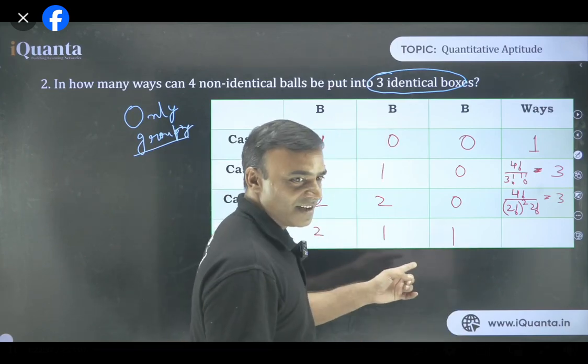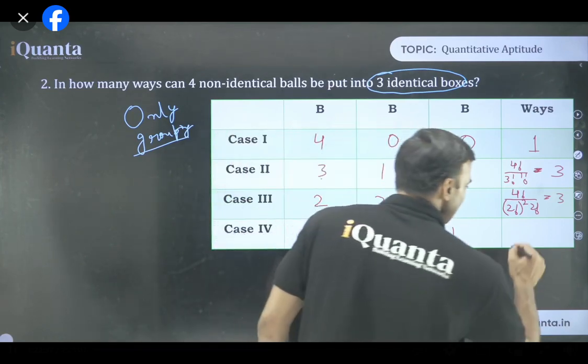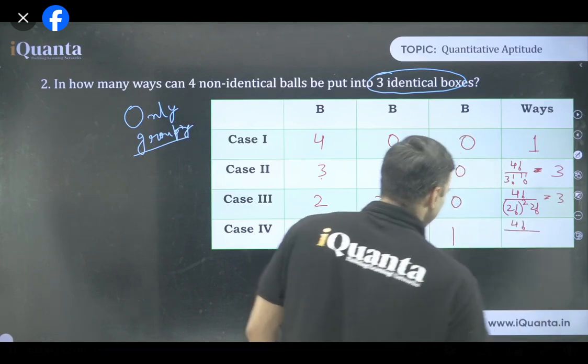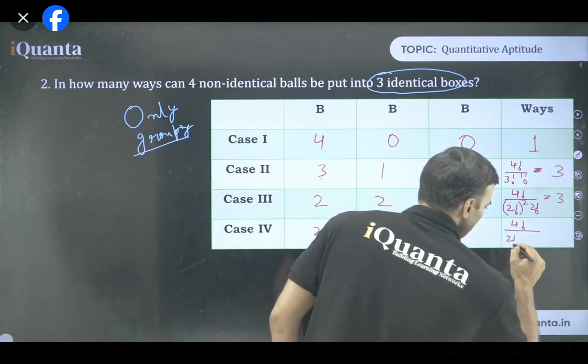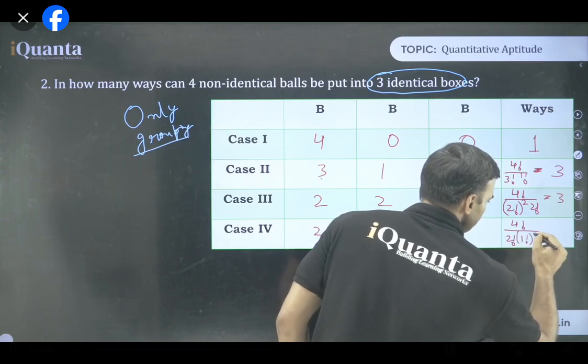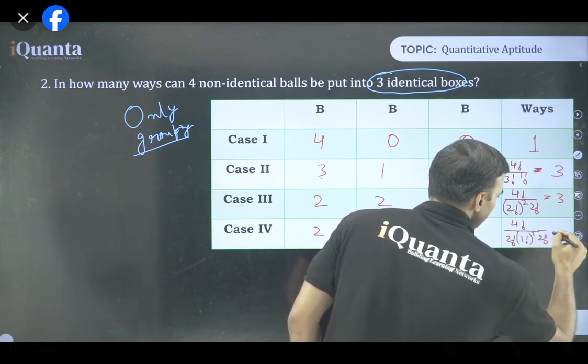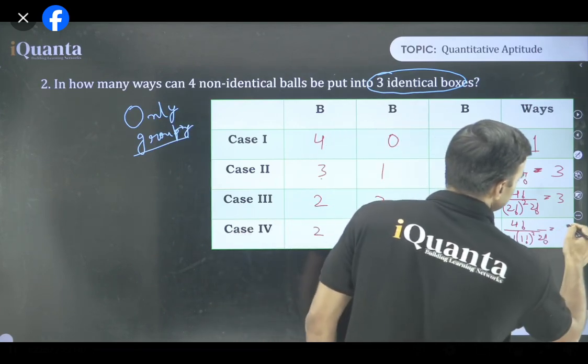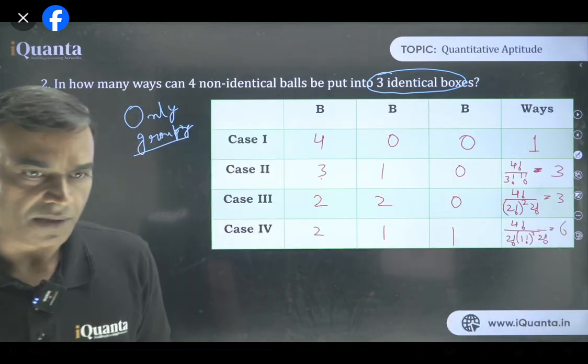Now this is the most interesting one. The last one is the most interesting one. 4 factorial divided by 2 factorial, 1 factorial square and 2 factorial. This is equal to 24 divided by 4, that is 6 ways. Please check and tell me if it is clear.